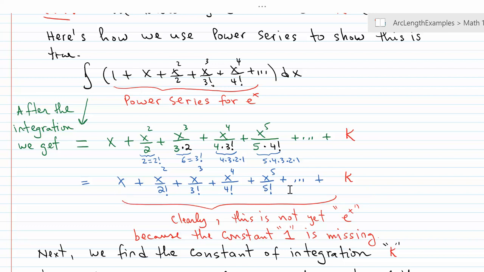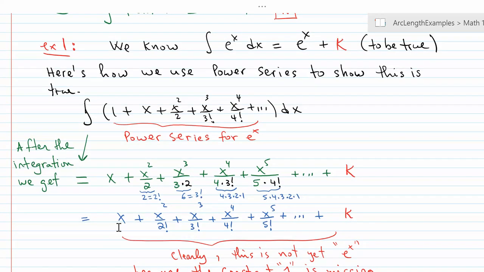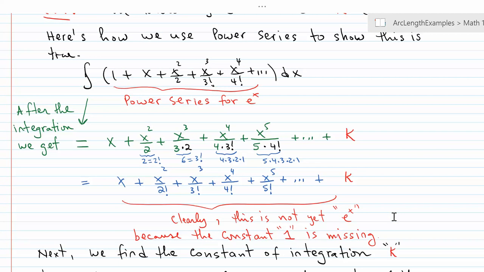Most of it looks like e to the x. I'm missing a 1, right? Because e to the x has a 1 at the beginning. This one starts with x. So I suspect that that k, that constant of integration, has to be 1. How do we show it's 1? So that's what I need to discuss right next.